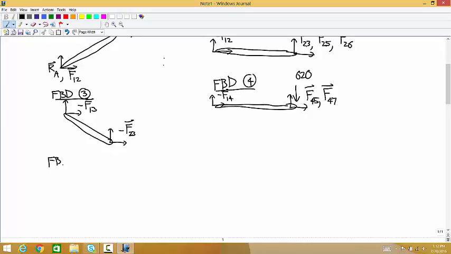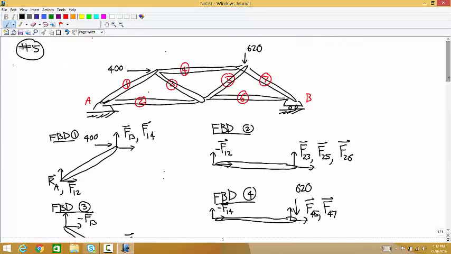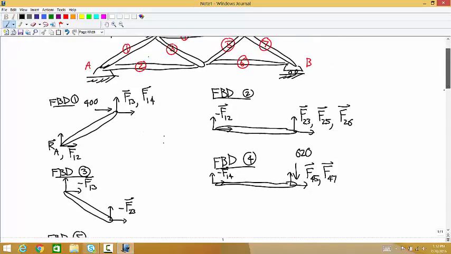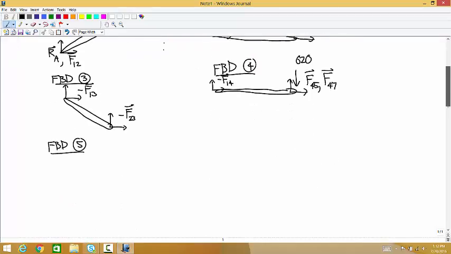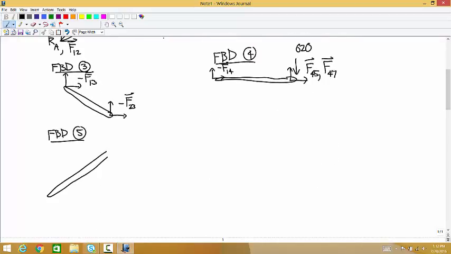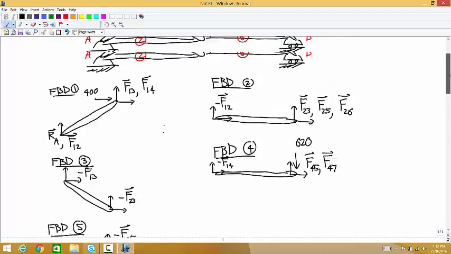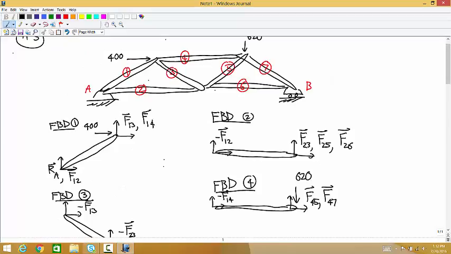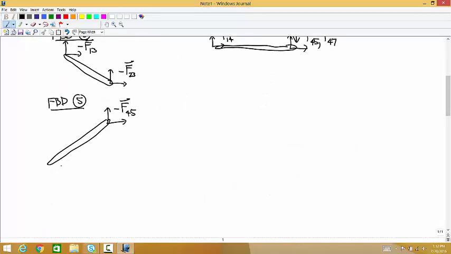And then free body diagram of 5. Up here, we just have the force on 5 by 4, so negative F45. Down at the other end, we just have the contact with 2. So negative F25.